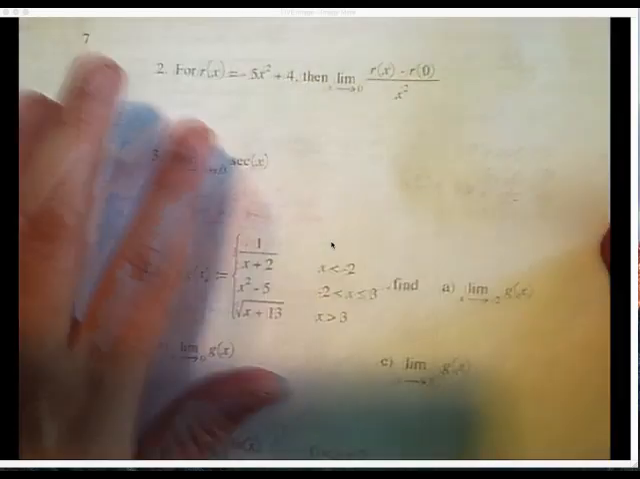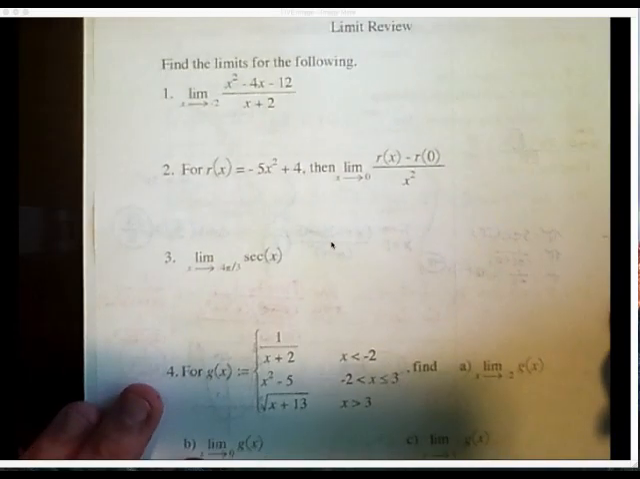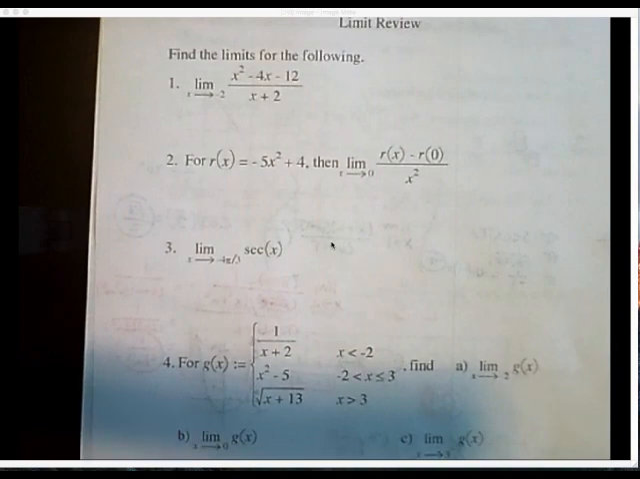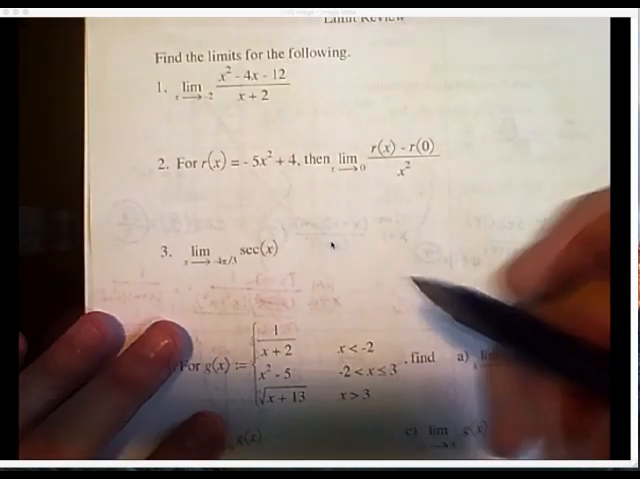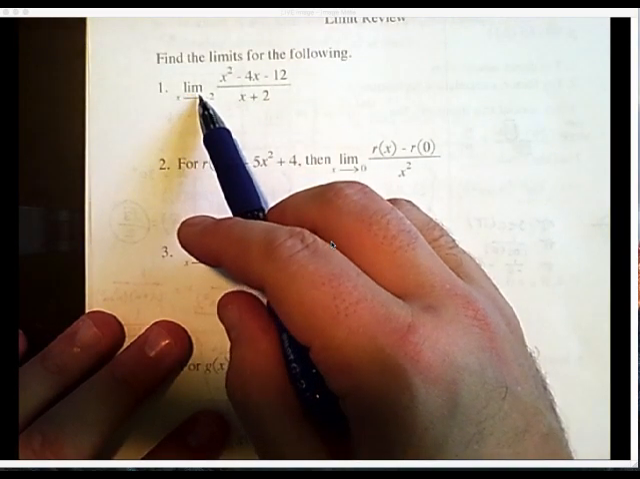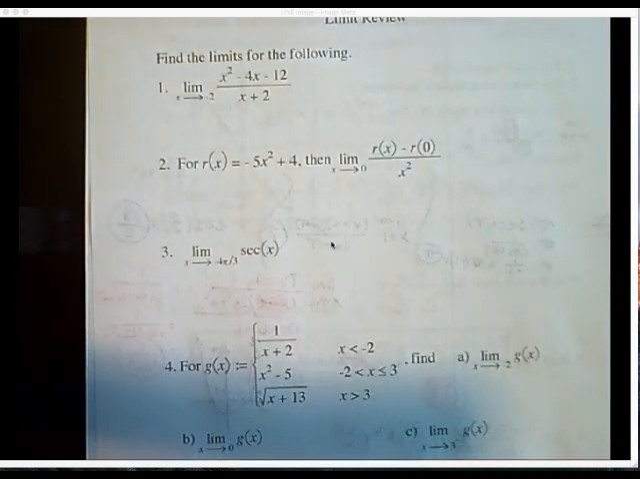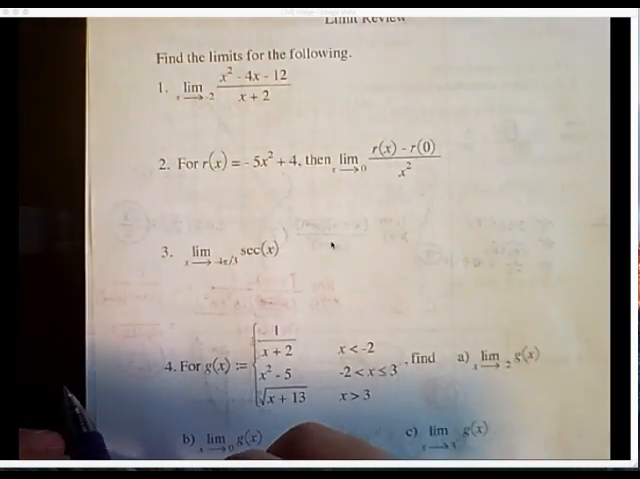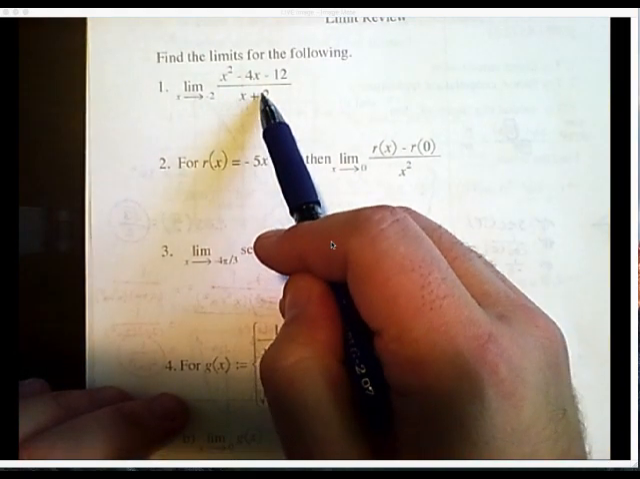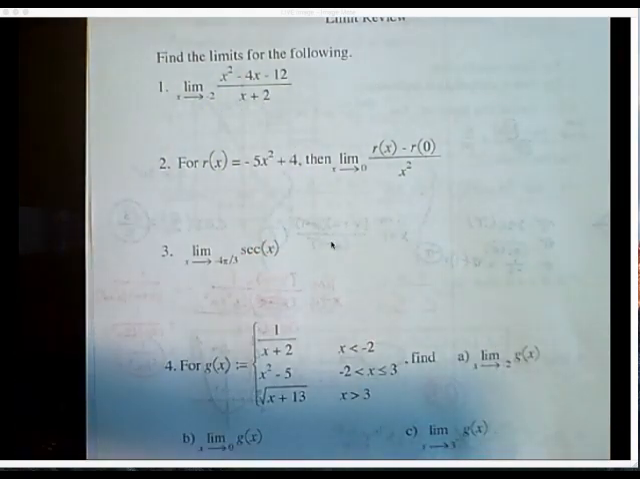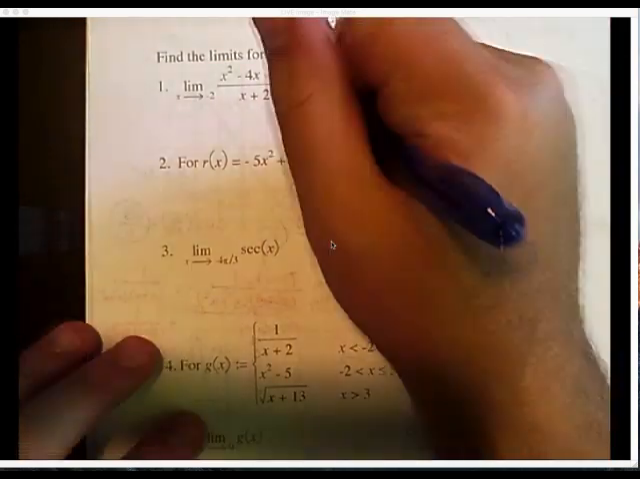Let's try some more. All right. So in number 1, if you try the first option, actually you can try these on your own, stop the video and see if you get the same things that I get. Okay. If I plug in negative 2 to start with, I would get a 0 in the denominator. You're not allowed to divide by 0. So we would have to try some factoring.